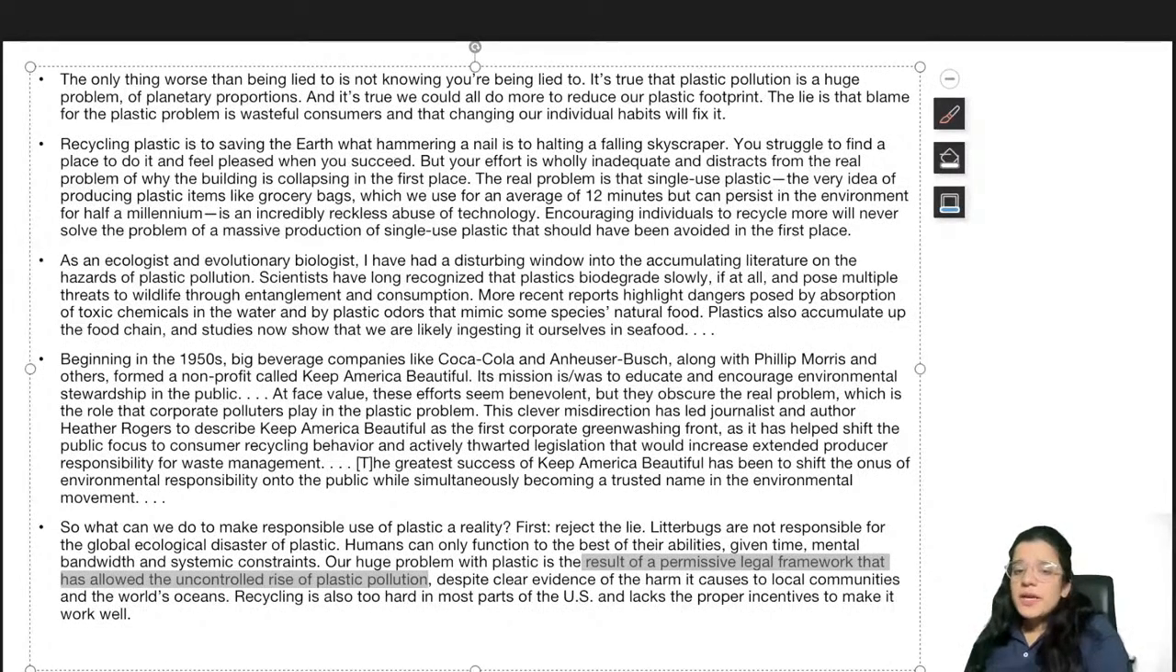Right? So, despite clear evidence of the harm it causes to local communities and the world's oceans, recycling is also too hard in most parts of the US and lacks the proper incentives to make it work well. Also, even if we talk about recycling, recycling is actually very, very hard in most parts of the United States. So we cannot keep on relying on just recycling as an alternative solution. We have to find out the root cause of the problem and solve it. We need to do something about the production that's happening in huge quantities. So that's what the passage is all about.